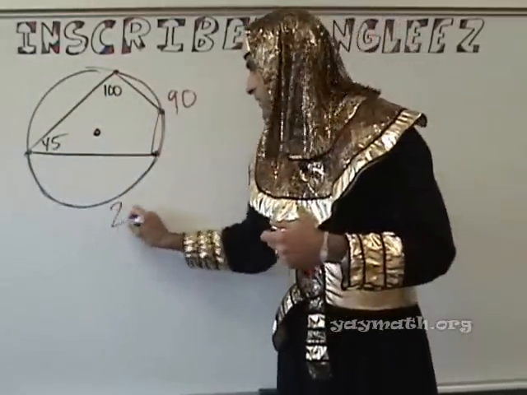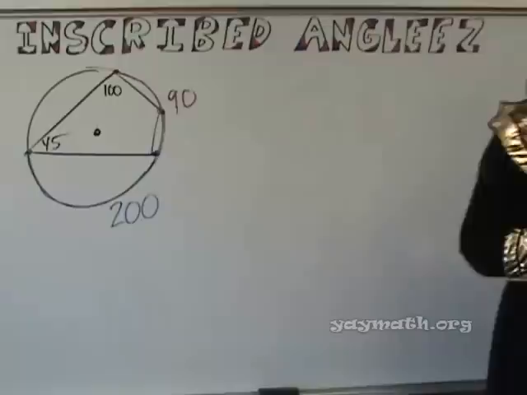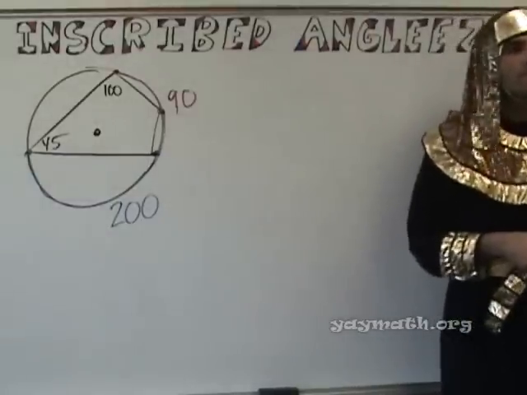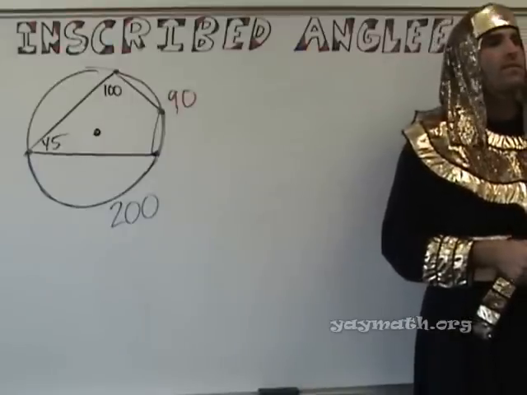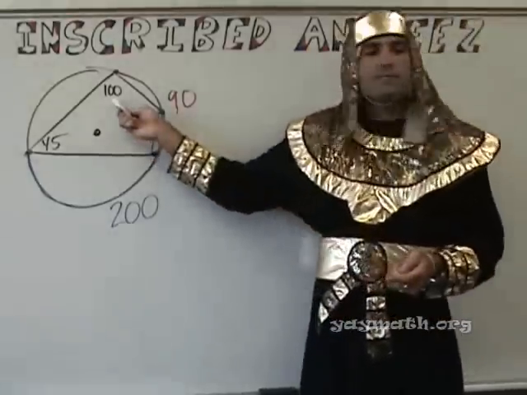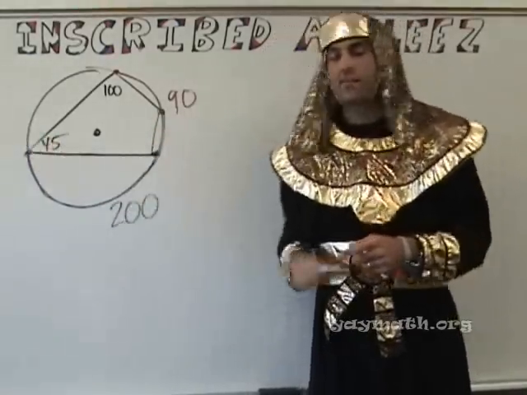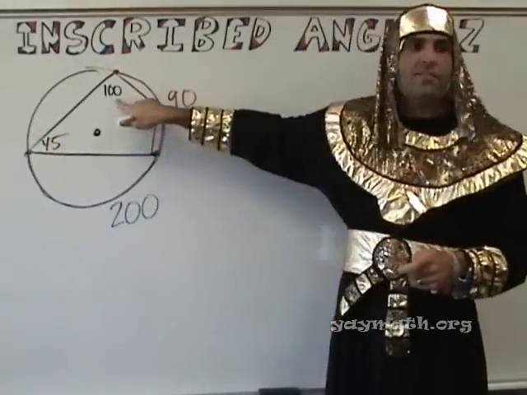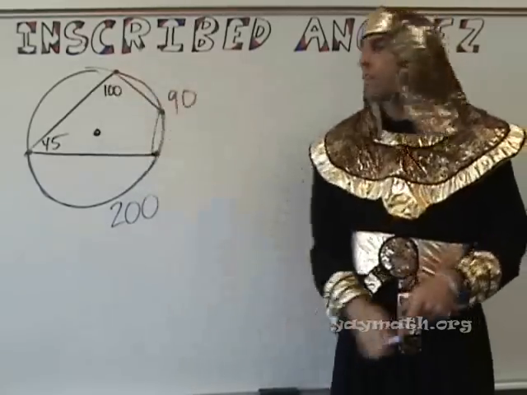200. Why would it be 200? Good question. Because in inscribed angles, the actual angle is half of the entire arc. Yes. Remember the rule, the angle is half of the arc, if you're dealing with inscribed angles. Again, definition of inscribed angles: any angle that starts at the edge.